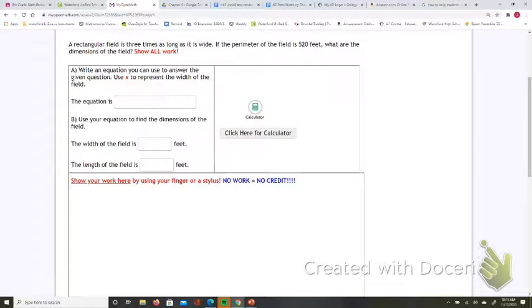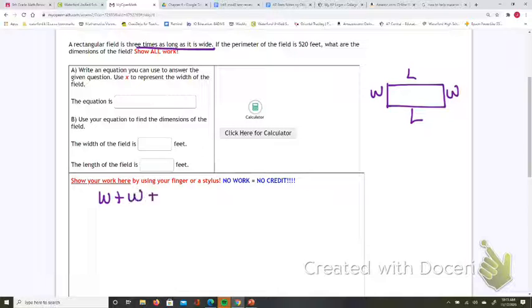Okay, number 4. Just like number 3, it has the word times in it. So a rectangular field is 3 times as long as it is wide. Okay, 3 times as long as it is wide. That means it's longer than it is wide. So the W goes on the short side and the L goes on the long side. We always start with the short side. So W plus L plus L equals perimeter.